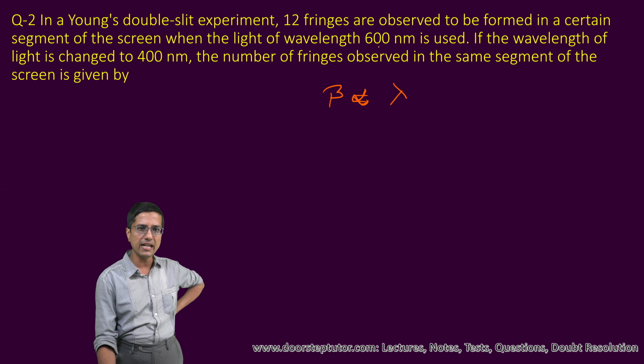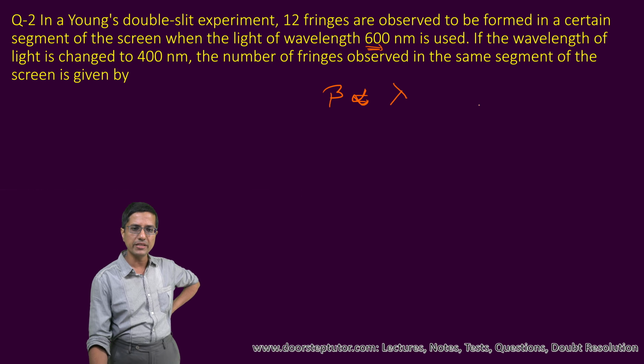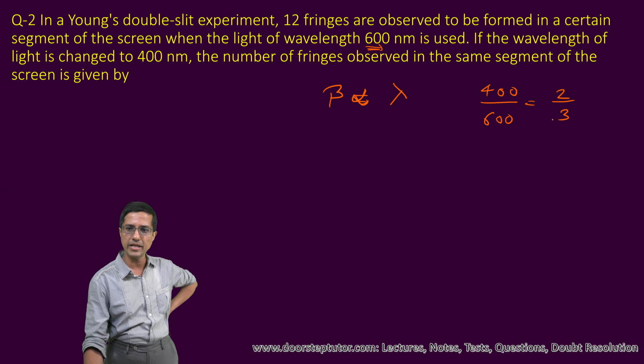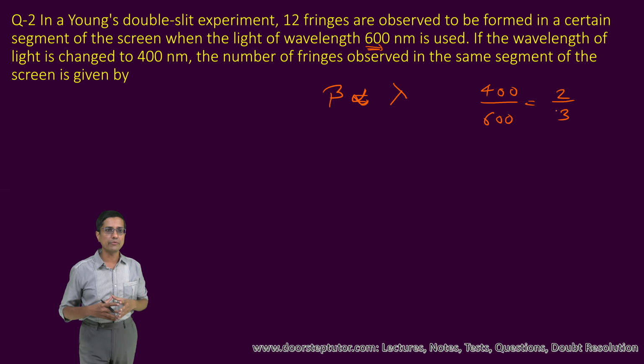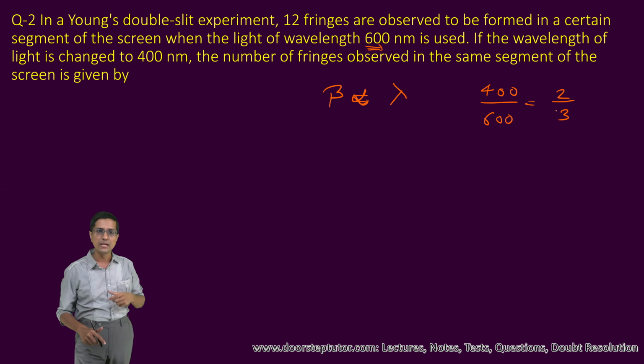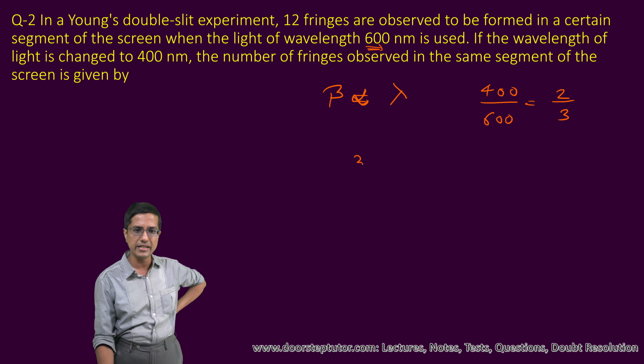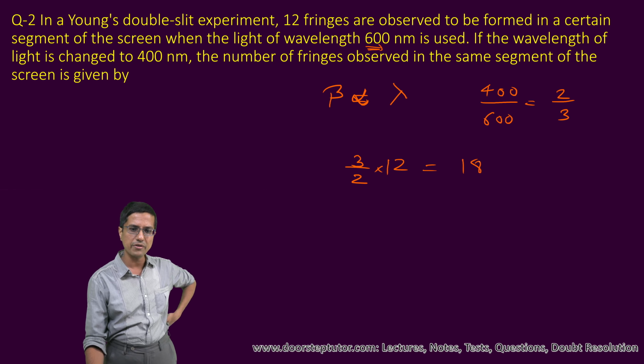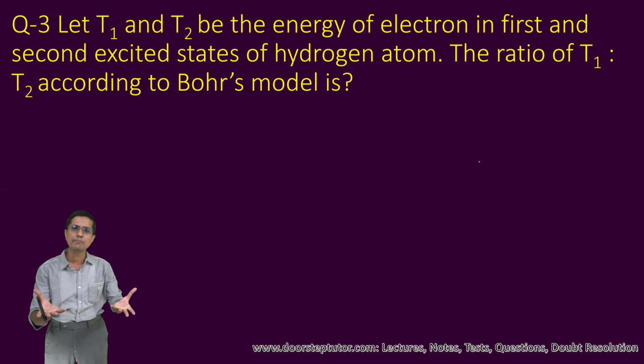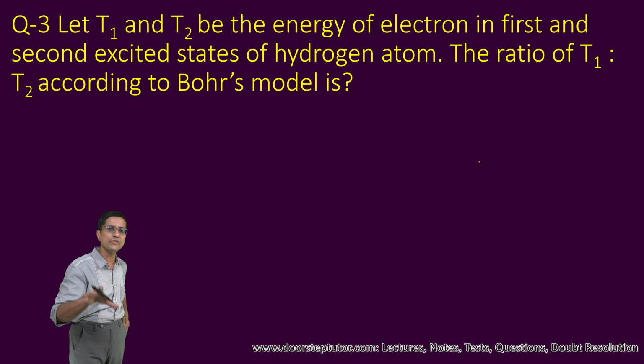Now if the lambda or the wavelength is decreased from 600 to 400, the fringe width would decrease by a factor of 400 divided by 600, which means that this will be equal to 2 by 3. So this is the fringe width. The number of fringes would increase by the inverse of this factor, so they would increase by 3 by 2. The number of fringes was 12 in the beginning, so the new number would be 3 by 2 into 12, which is equal to 18. Very simple, not anything difficult, if you had studied your NCERTs and then practiced a few problems.